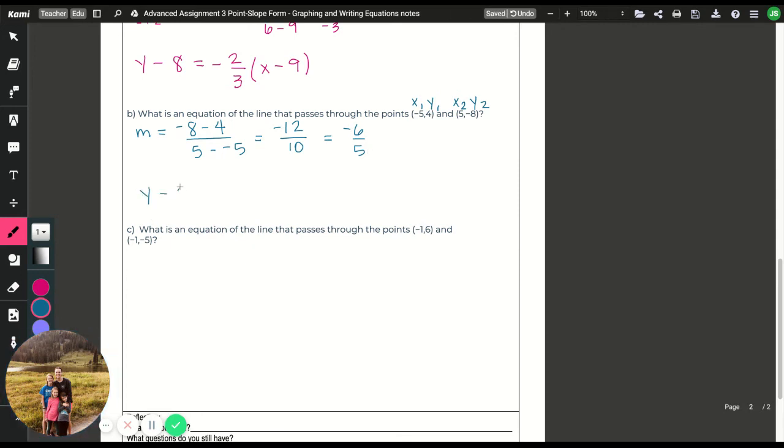y minus 4 equals -6 fifths times x minus x1, which is -5. Here's where they don't want you to leave it like this. When it says fully simplified, don't leave minus -5. You need to change that, because that's not simple, into y minus 4 equals -6 over 5. And then subtracting a negative, the opposite of a negative is a positive, x plus 5.